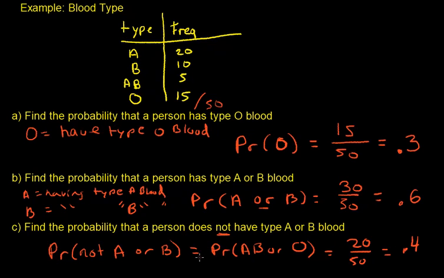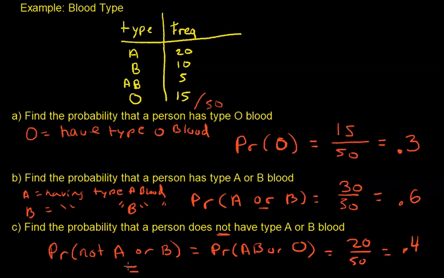Another way I could have calculated this is to notice that if I add up the probabilities of all the different types of blood, it should add up to 1. Total probability should be 1 here. The probability of having A or B or AB or O should add up to 1, because those are all the different possibilities. So if I say not A or B, that basically means anything other than A or B. So I could just do 1 minus the probability of being A or B.